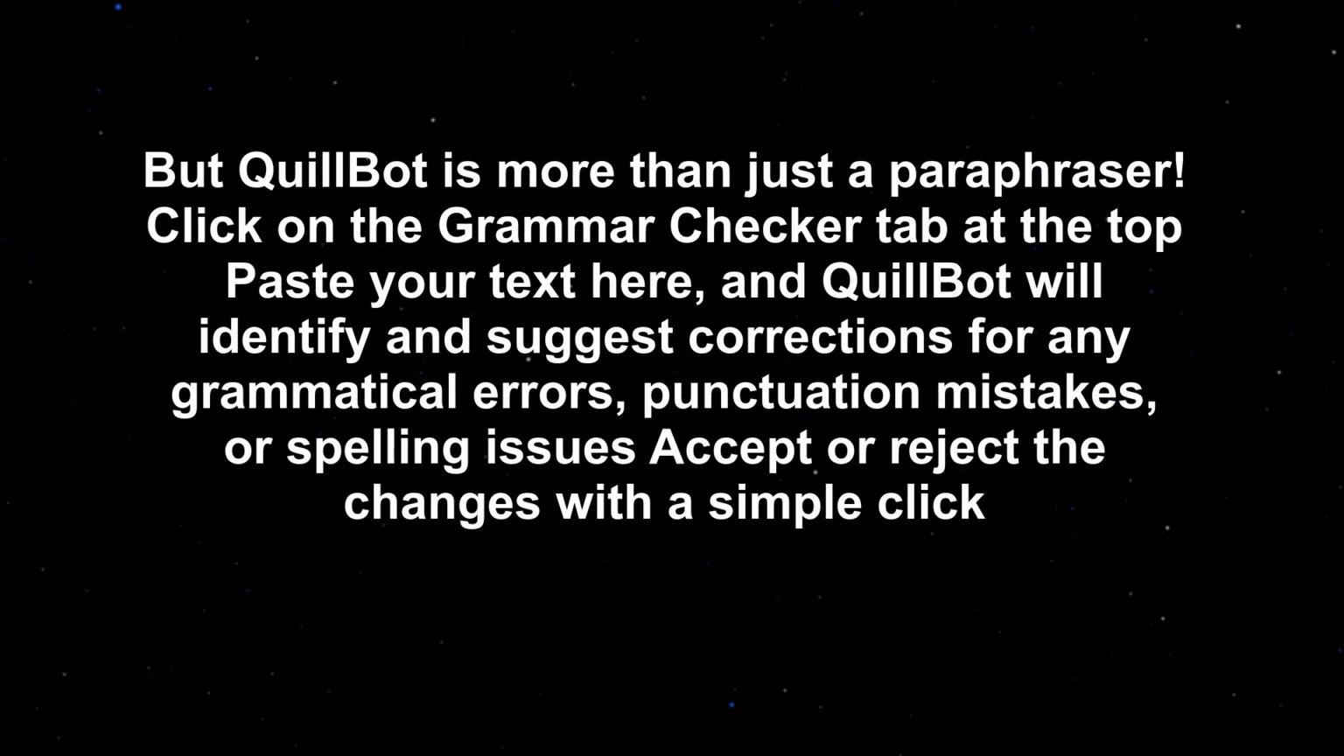Click on the Grammar Checker tab at the top. Paste your text here, and QuillBot will identify and suggest corrections for any grammatical errors, punctuation mistakes, or spelling issues. Accept or reject the changes with a simple click.